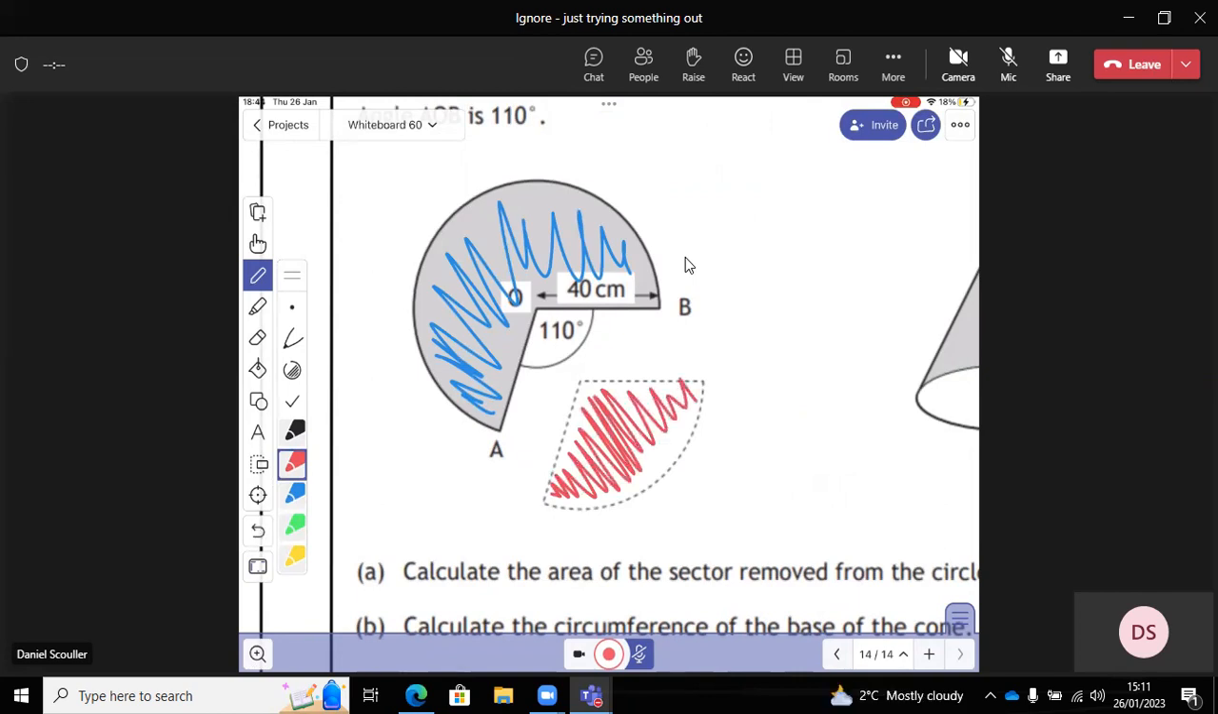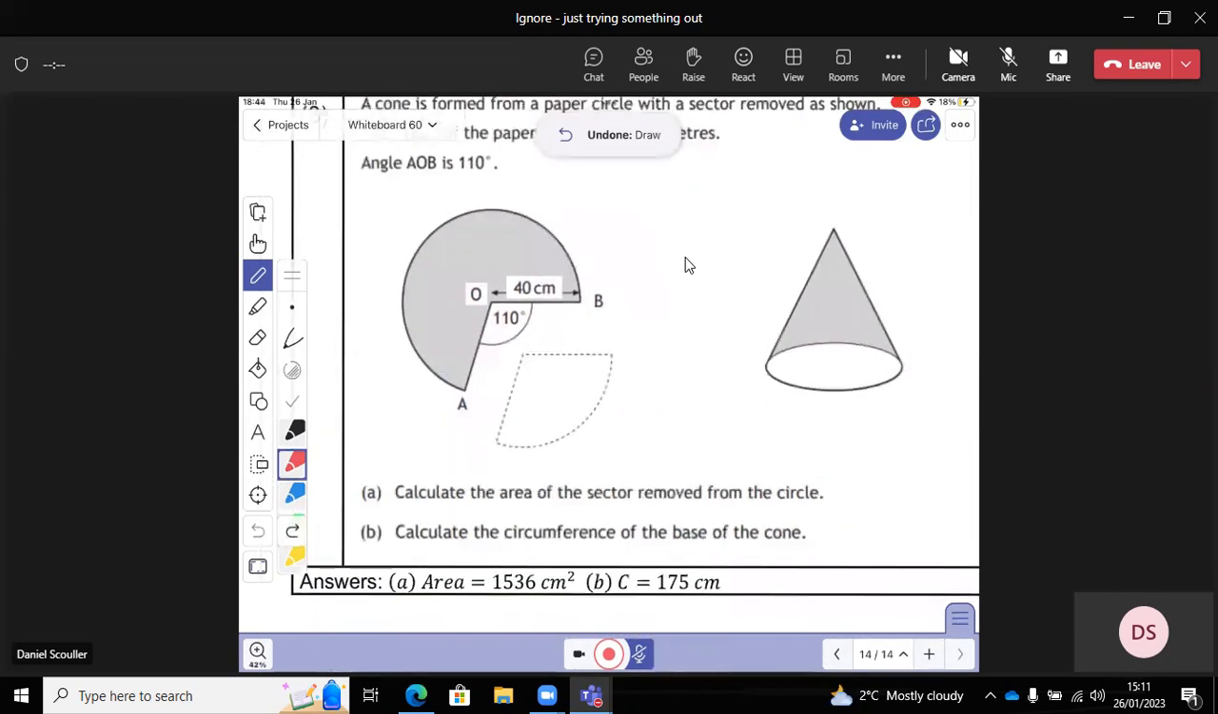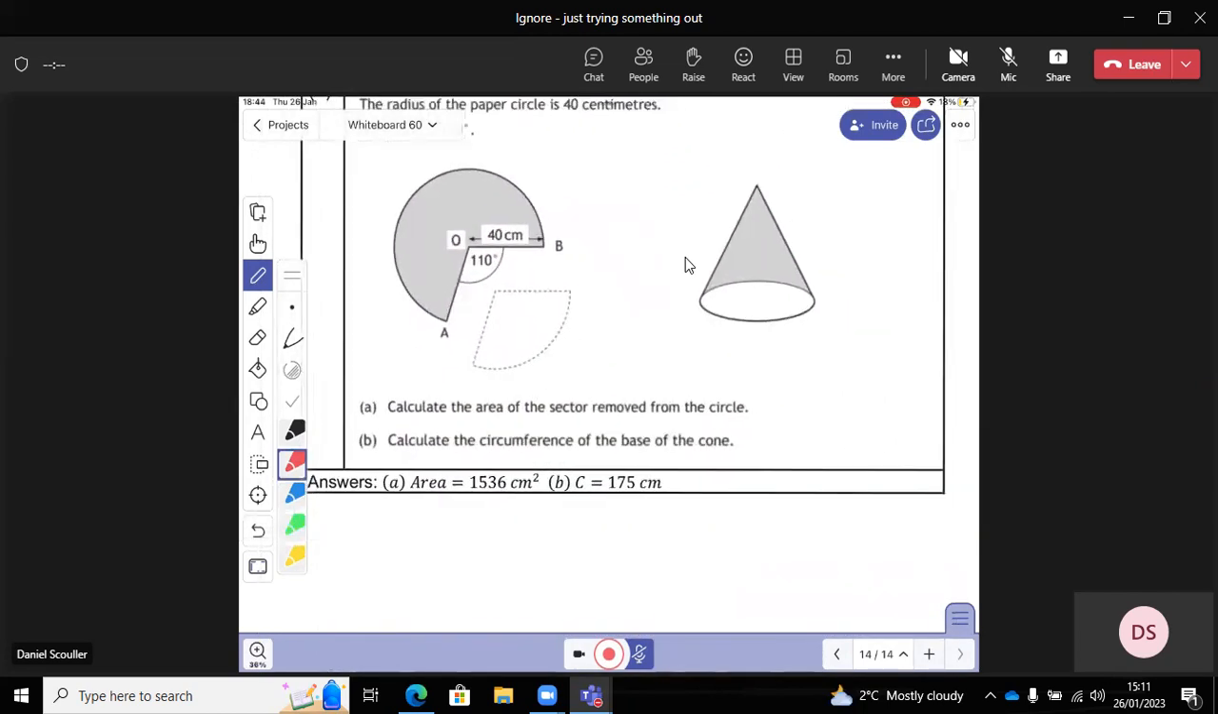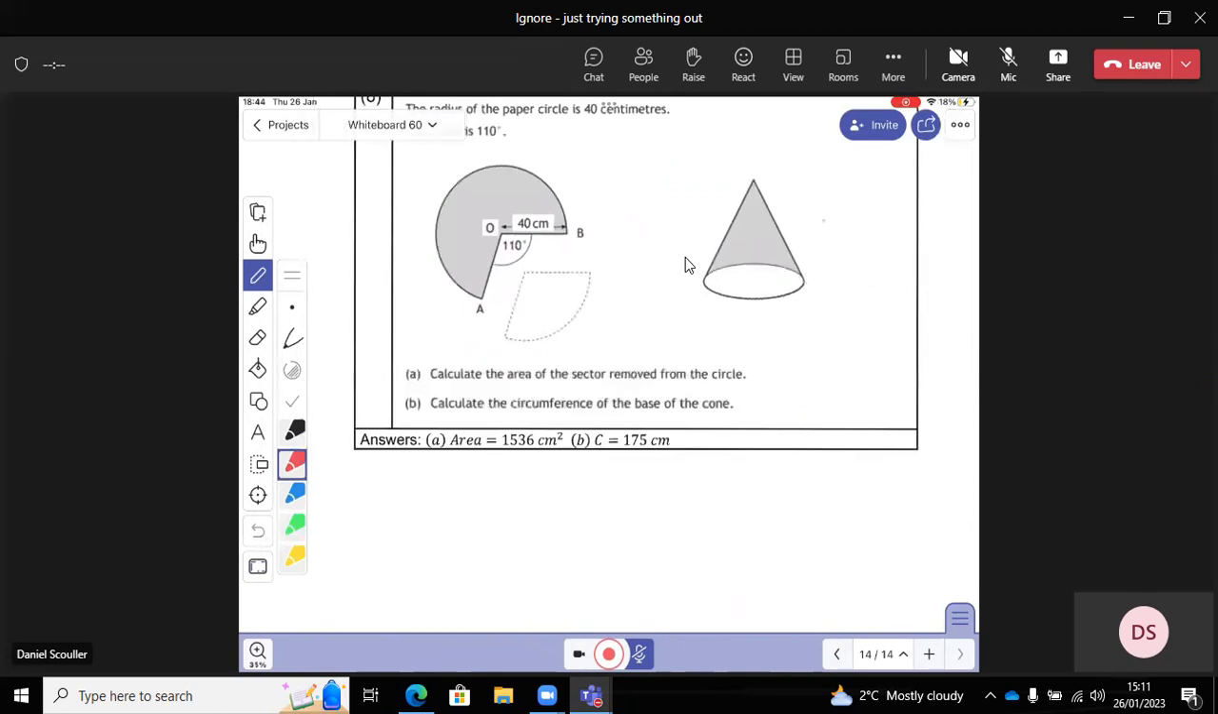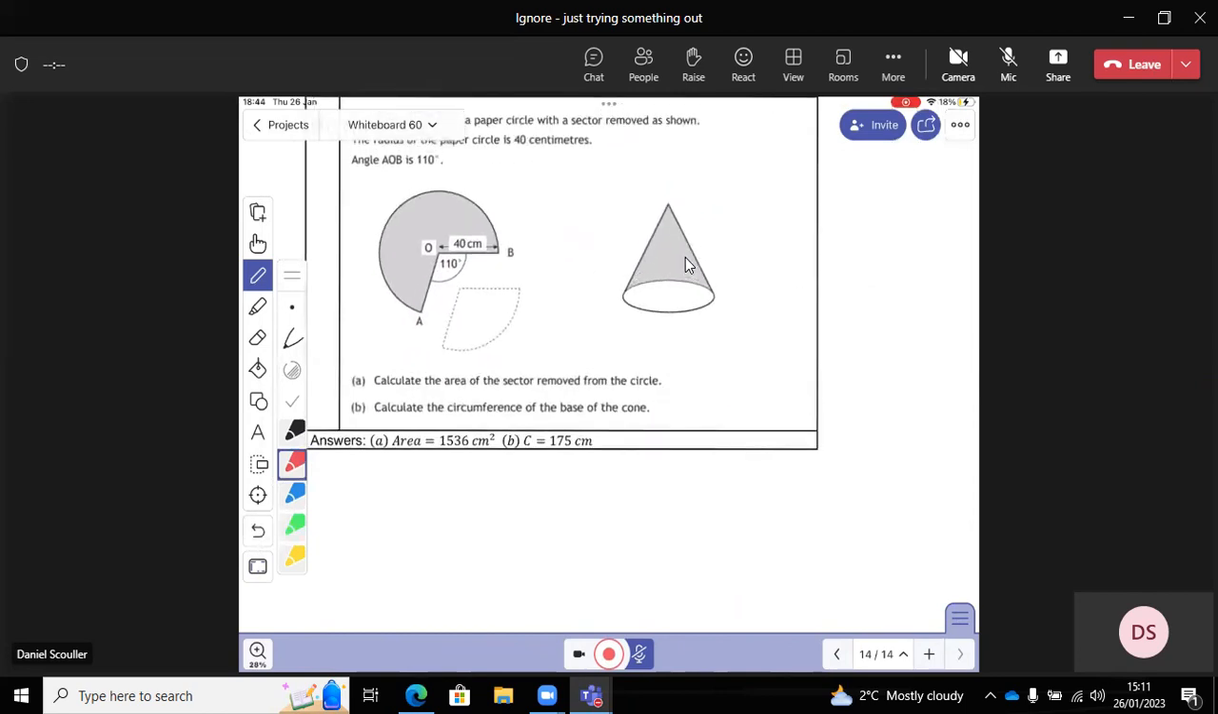So it is asking for the minor sector, but it's not said the minor sector, it said the sector removed. I think that could be clearer, but just be aware. So calculate the area of the sector removed. So that's the minor sector that we're looking at.